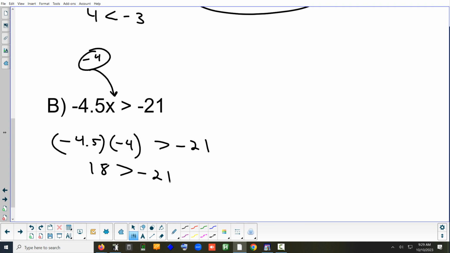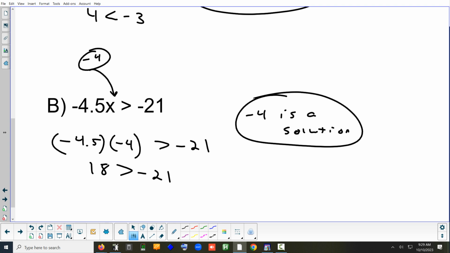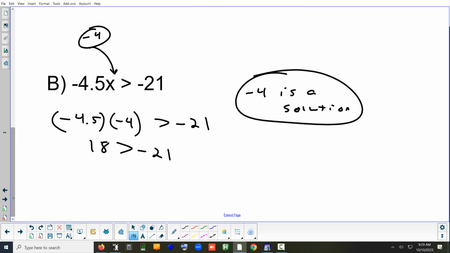So what does that mean about negative 4? It's a possible solution. It is a solution. It's not the only solution, but it's one solution. Okay, so notice, it's very important there. I'm saying negative 4 is a solution. I'm not saying negative 4 is the only solution. It's one. Any questions on checking if a number is a solution?